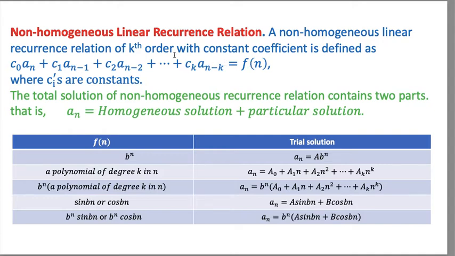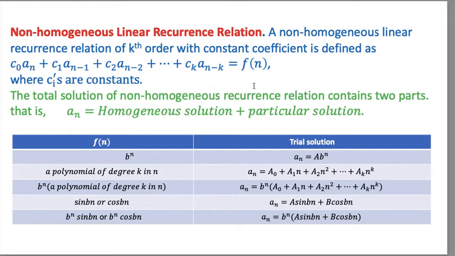Now we know how to find the solution of the homogeneous recurrence relation, which we have studied in the previous lecture. Now how to find the solution when we have this term on the right hand side? To find the total solution of the non-homogeneous relation, we will find it in two parts. First, we will find the solution of the homogeneous part. Then we will find the particular solution of this part. And the total solution will be homogeneous solution plus particular solution.